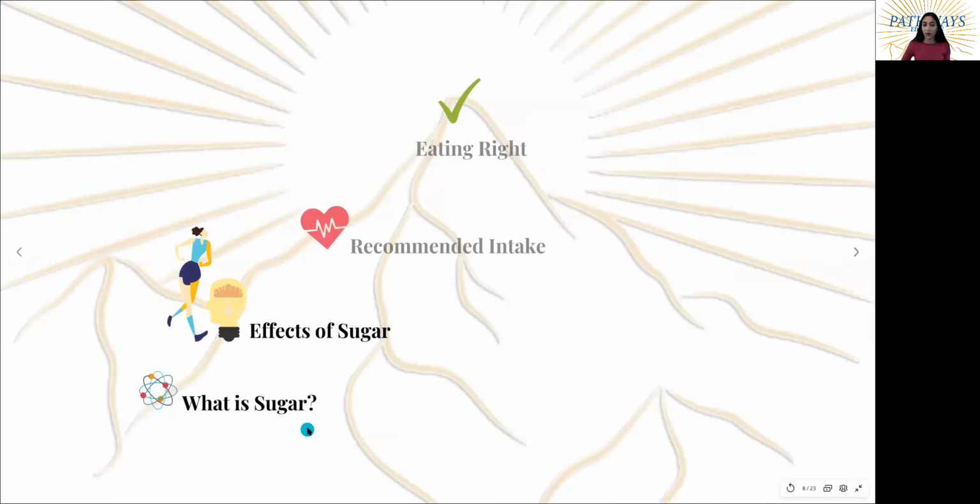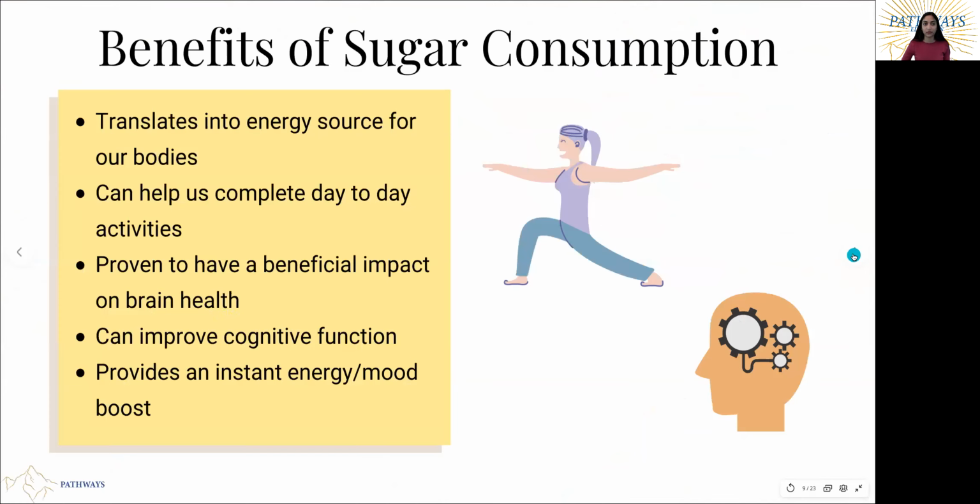Okay, so moving on, we talked about what sugar is, the difference between natural sugar and refined sugar. And now we're going to talk about the effects of sugar on your body. So there are benefits to sugar consumption. Like we were saying earlier, sugar is a large source of energy for your body. So it helps us complete our day-to-day activities. It has a beneficial impact on our brain health because our brain prefers sugar as its energy source over any other macromolecule. It can improve cognitive function, and it provides an instant energy and mood boost. So this is kind of what we call a sugar high. We feel good after eating a lot of sugar.